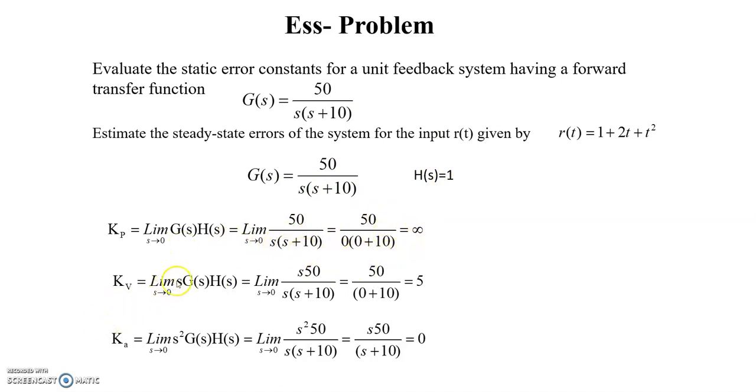Kv is equal to limit s tends to 0 of s into G(s) into H(s). You can substitute G(s) and H(s). Wherever you put s as 0, that means 50 by 10, which is equal to 5. Ka is equal to limit s tends to 0 of s square into G(s) into H(s). Here s gets cancelled, so the remaining s is there, so that's 0.